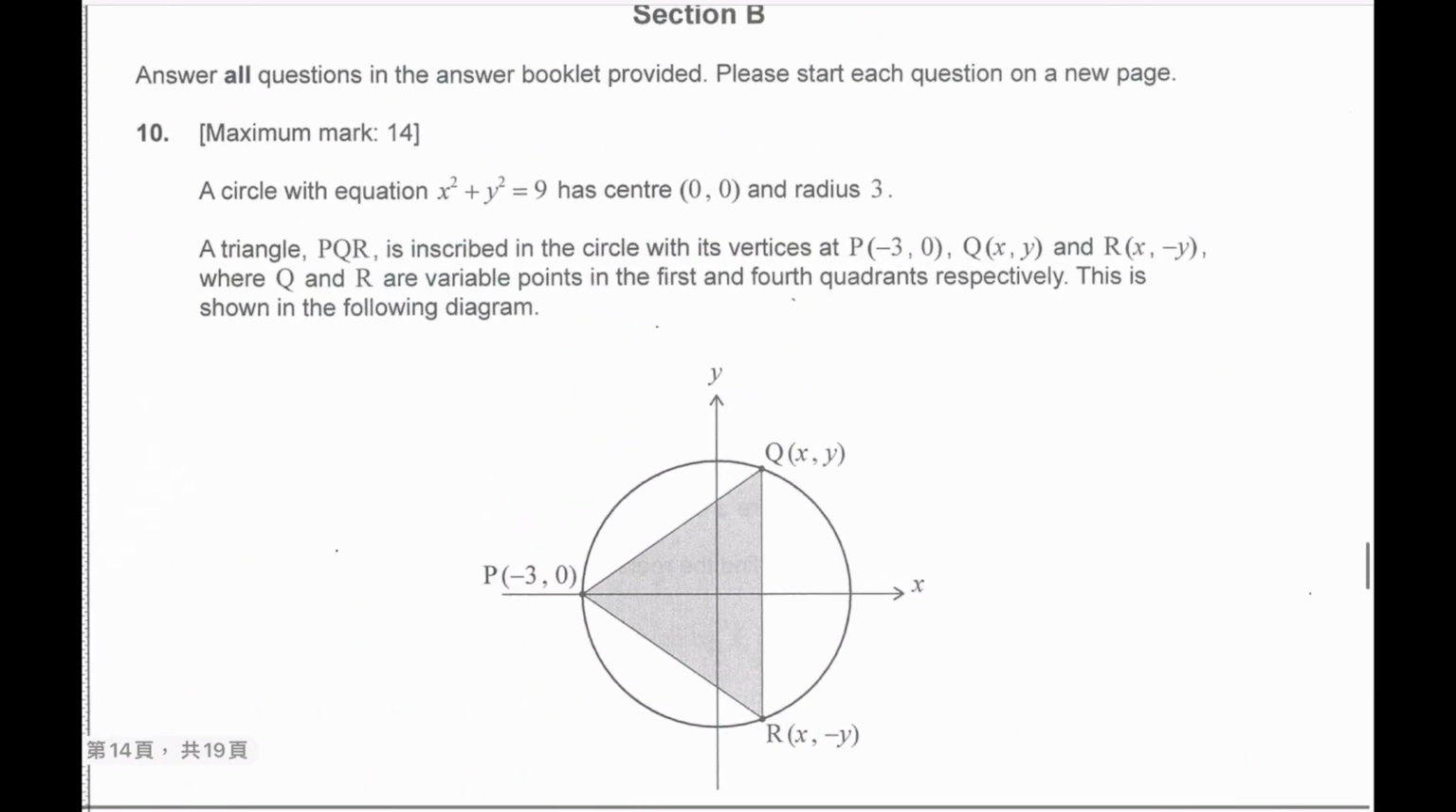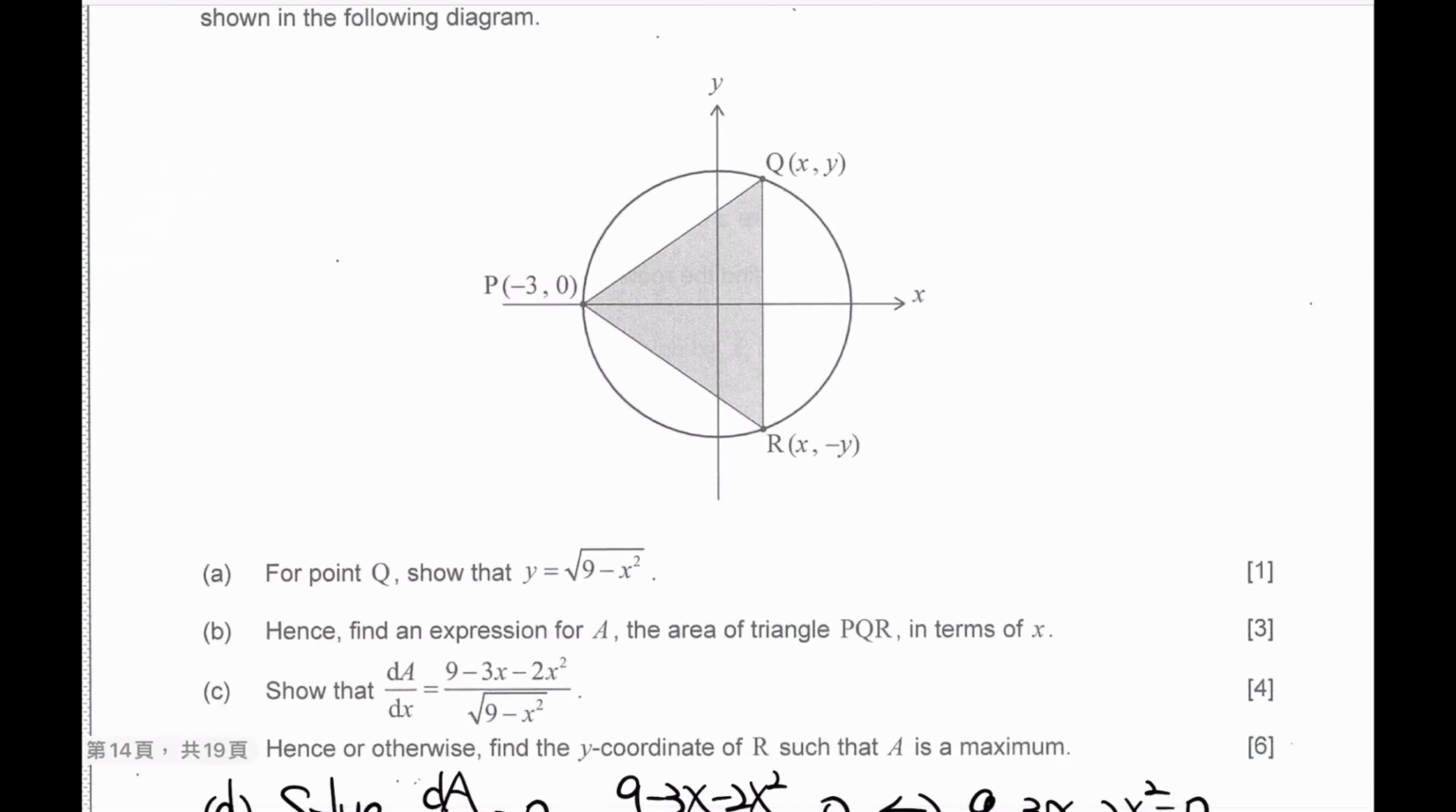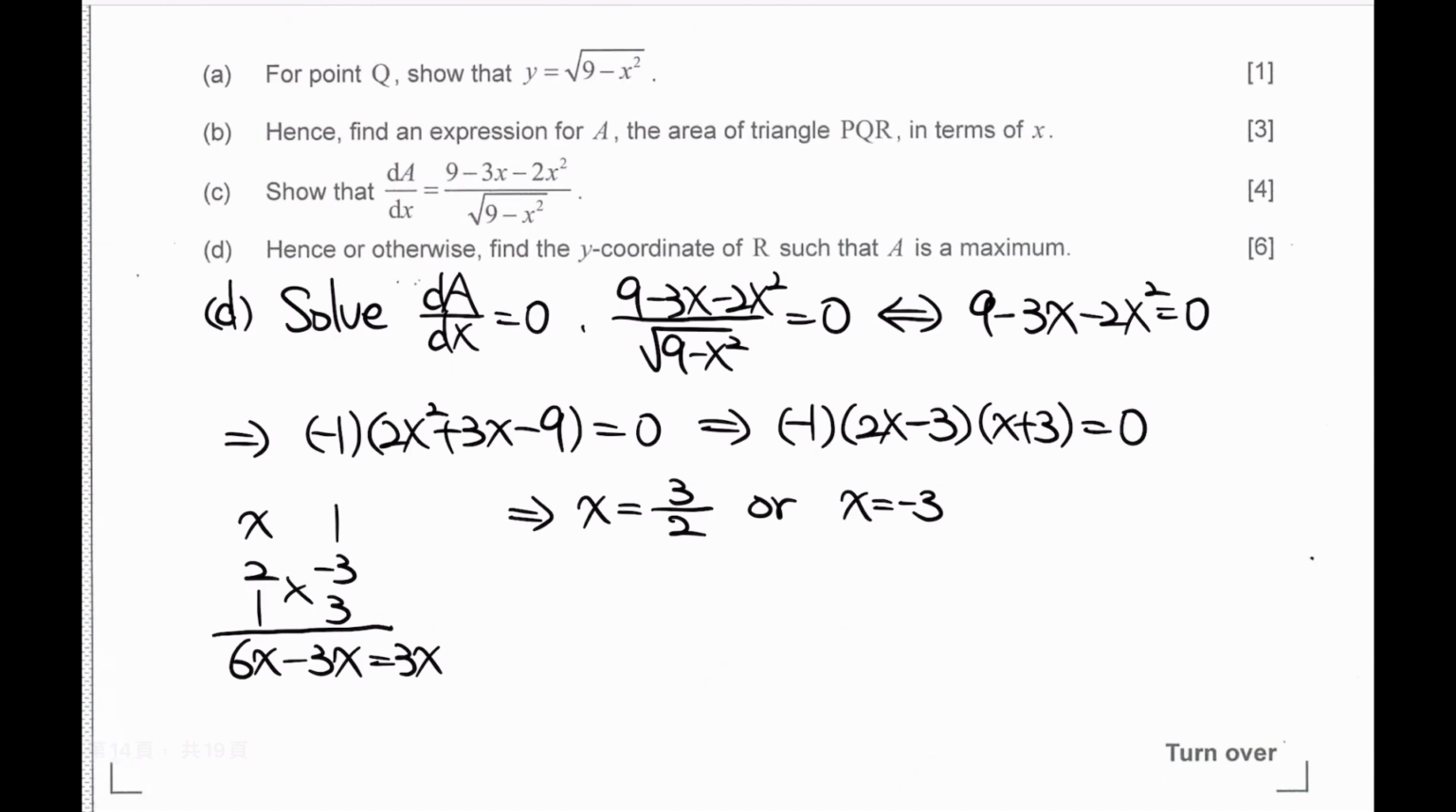However, from the assumption, we know that the points Q and R are in the first and the fourth quadrants respectively. So they must have a positive x-coordinate. So x here is their x-coordinate, so x has to be positive. This implies that x must be 3 over 2, because Q and R have a positive x-coordinate.